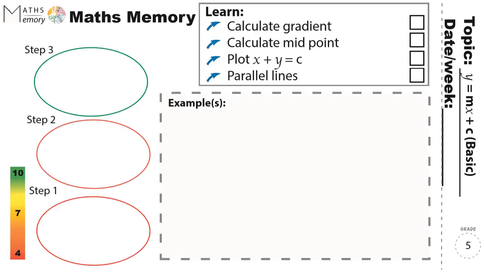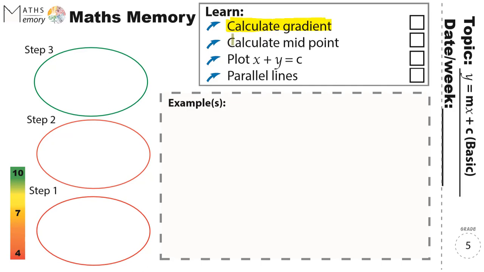Here is side 1 of our maths memory card on this video of y equals mx plus c, or linear or straight line graphs. So let's go through these different sections over here, and let's go through each one in turn. So calculate the gradient. We're going to learn how to calculate the gradient of a straight line given 2 coordinates. We're going to give you a formula as well for this.